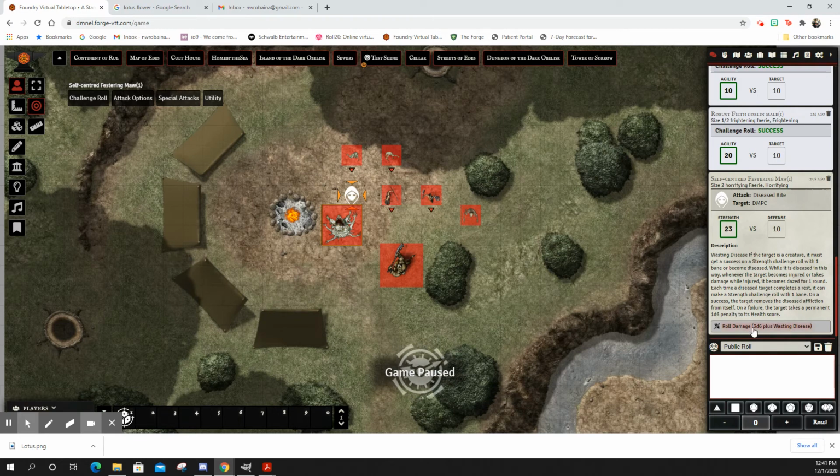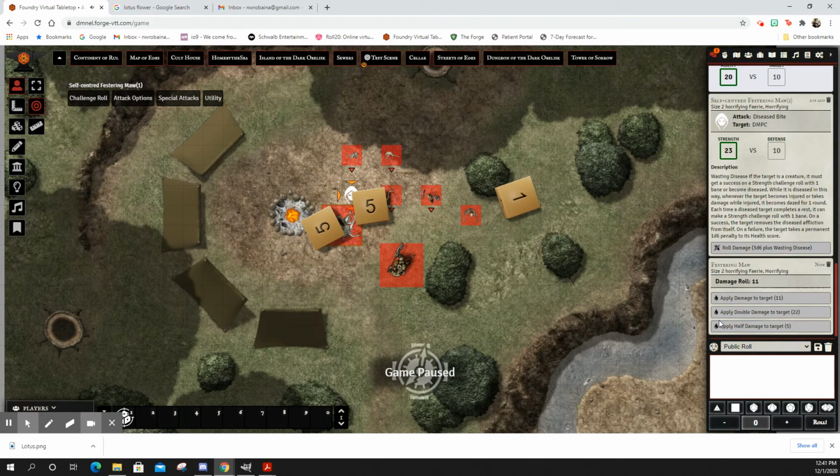Now we want to roll the damage. So you can go ahead and roll the damage here. And now that we know that we have 11 damage, we can determine whether to apply all the damage to the target, apply double damage if you have something special that is making the character vulnerable to this attack, or apply half damage if the character is somehow resistant to the attack. But we'll say this is just normal damage that the Festering Maw is doing to the character.